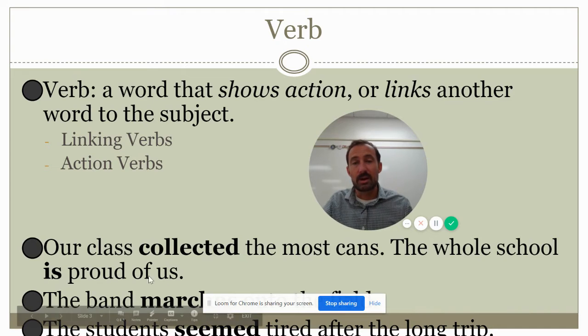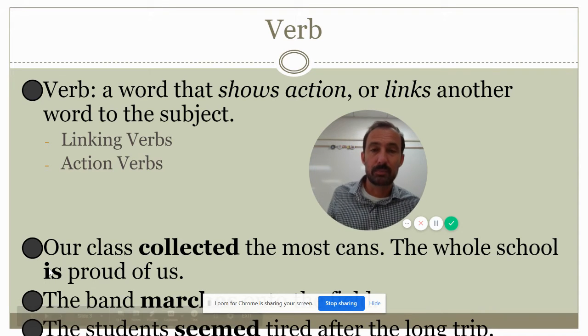Looking at our examples here: our class collected the most cans. Collected is a physical action, so it is an action verb. The whole class is proud of us. Is is a linking verb.